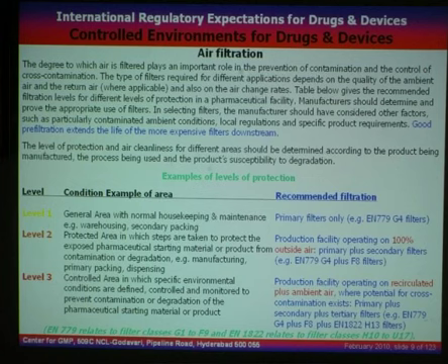In selecting filters, the manufacturer should have considered other factors such as particularly contaminated ambient conditions, local regulations, and specific product requirements. Good pre-filtration always extends the life of the more expensive filters downstream. The level of protection and air cleanliness for different areas should be determined according to the product being manufactured, the process being used, and the product's susceptibility to degradation.